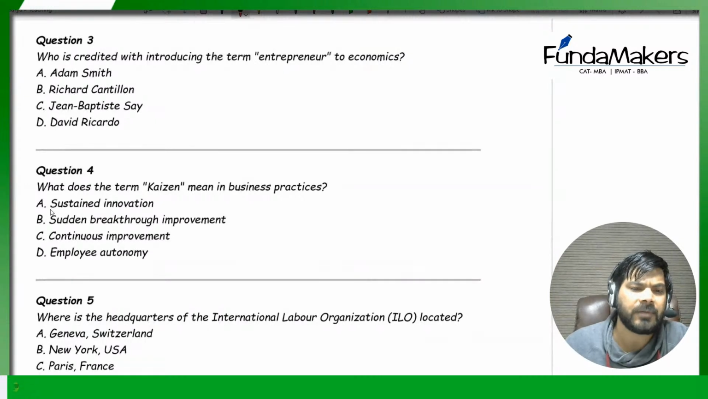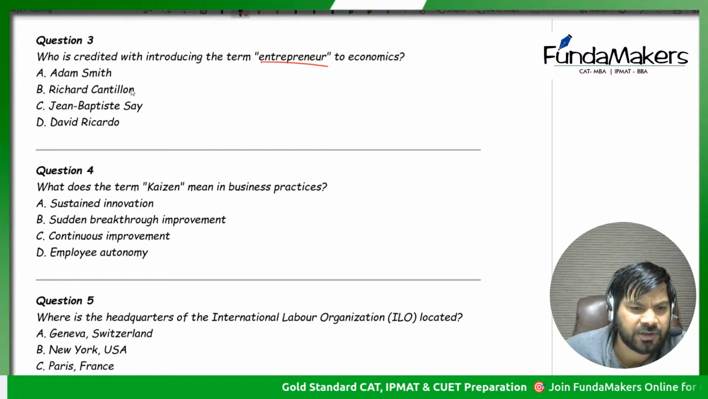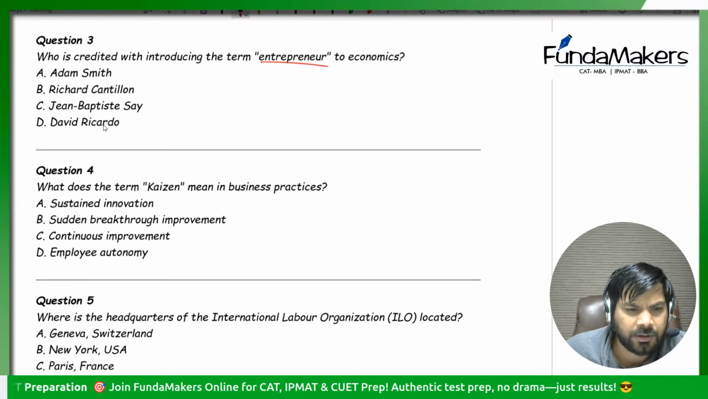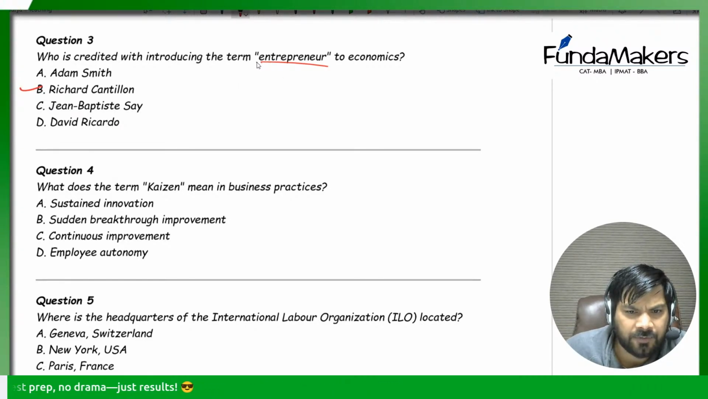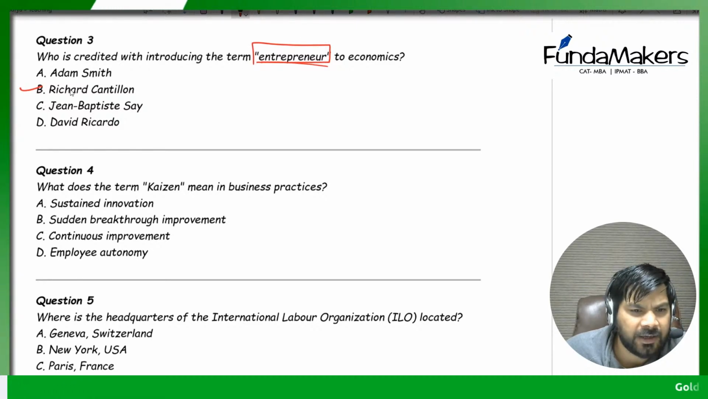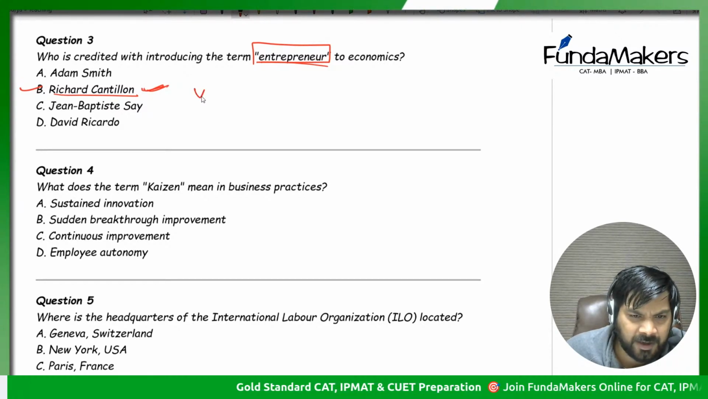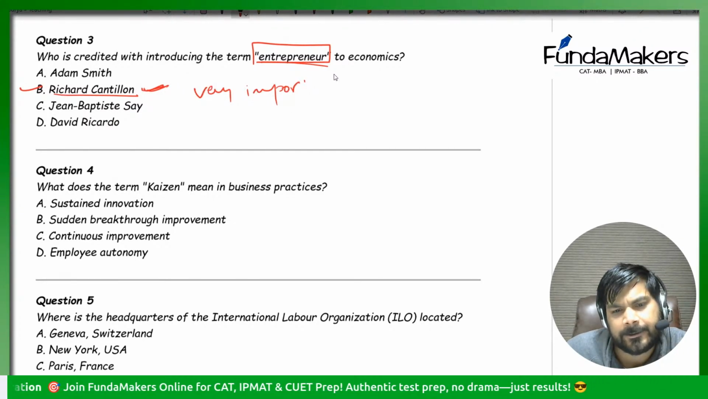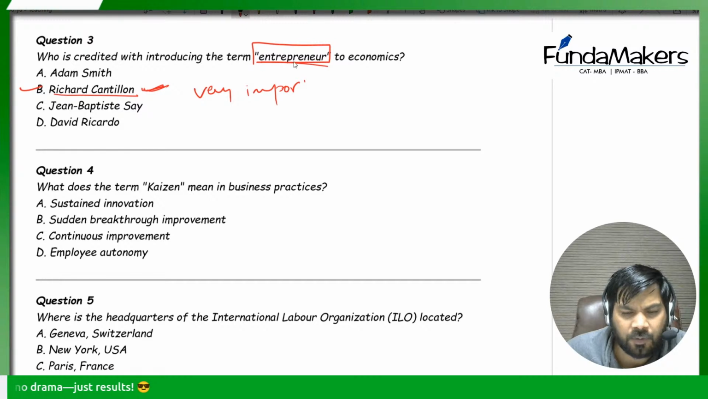Next, question number 3. Who is credited with introducing the term entrepreneur to economics? Adam Smith, Richard Cantillon, Jean Baptiste, and David Ricardo. I think it should be Richard Cantillon. The term entrepreneur was first used by Richard Cantillon. This is a very important question, as the section itself is called entrepreneurship and innovation. They can ask where this word came from. It was coined by Richard Cantillon. So this is a very important question, ladies and gentlemen.